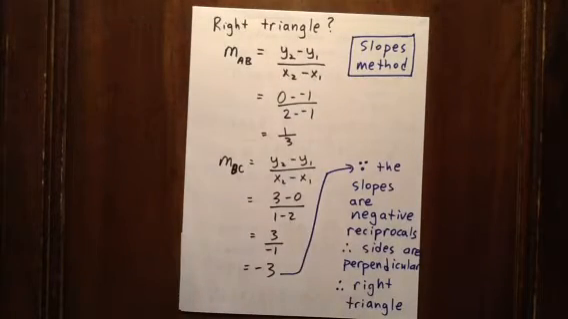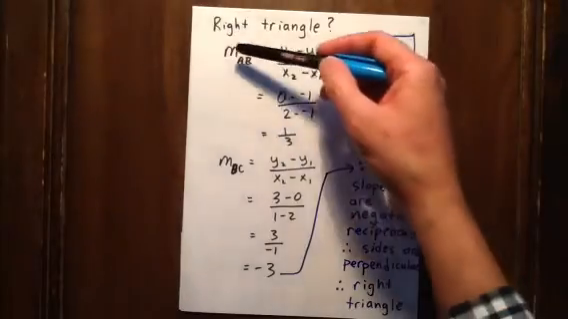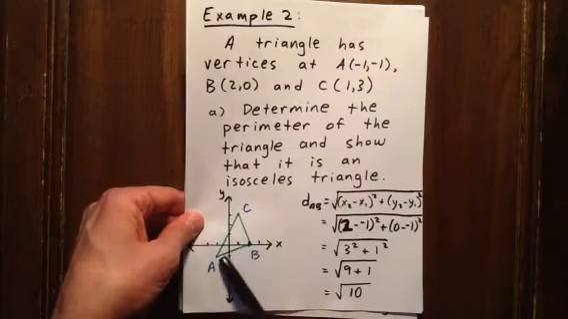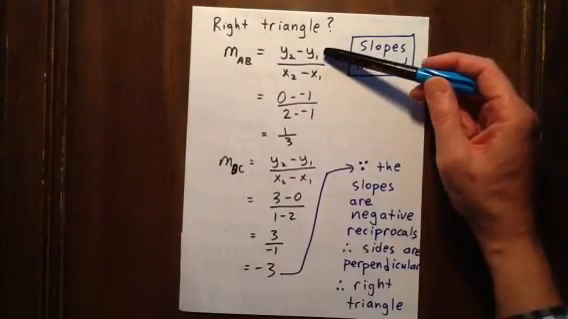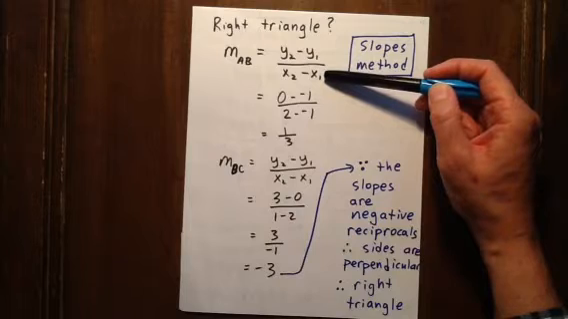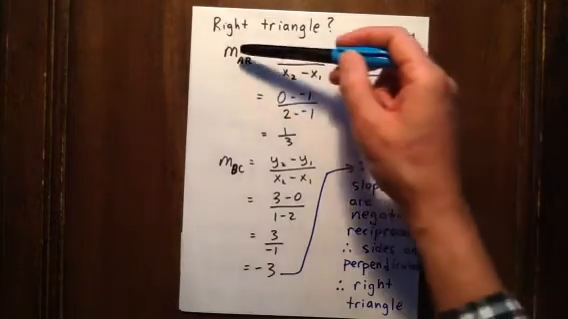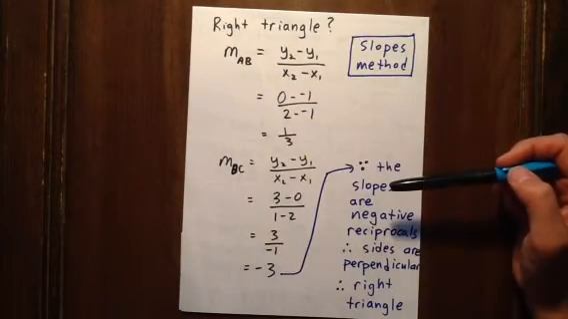Okay? Now, the next question is whether we have a right triangle. One of the methods we can use to determine that is the slopes method. If we can show that two sides are perpendicular, then we have a right triangle. And the way we do that is to show that the slopes are negative reciprocals. So we can find the slope of the line segment from A to B, the slope of that line right there. We do that by using y2 minus y1 over x2 minus x1. Well, 0 plus 1 over 2 plus 1 is 1 over 3. So the slope of side AB is 1 over 3.